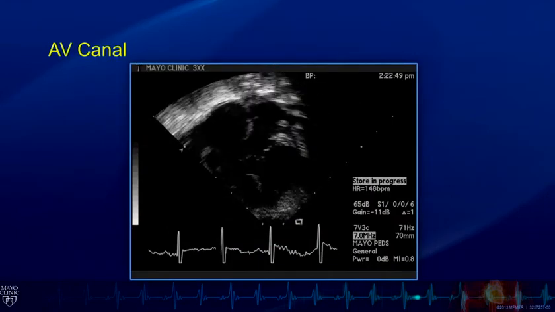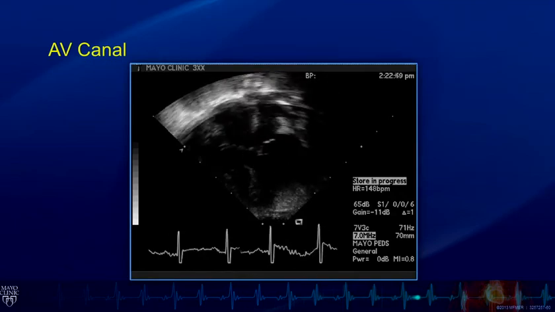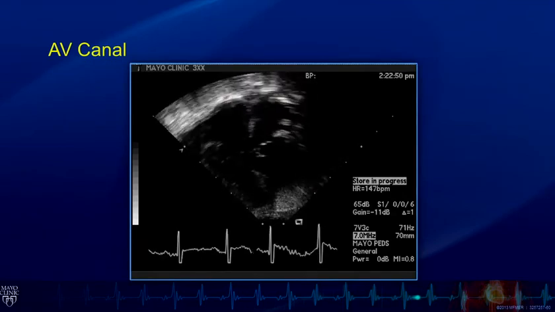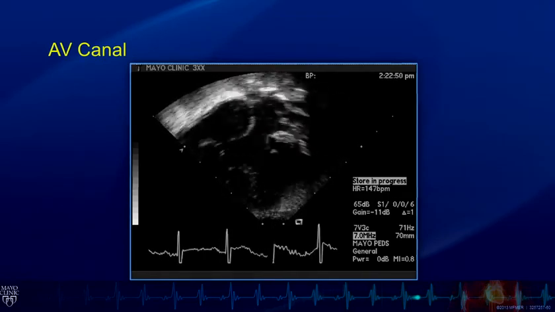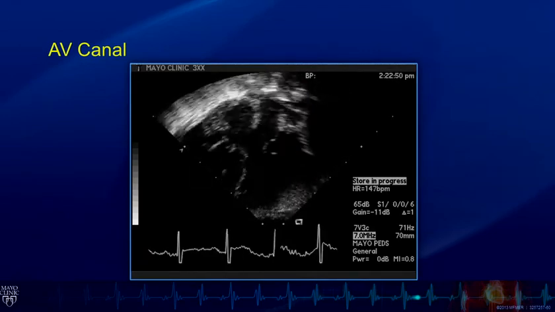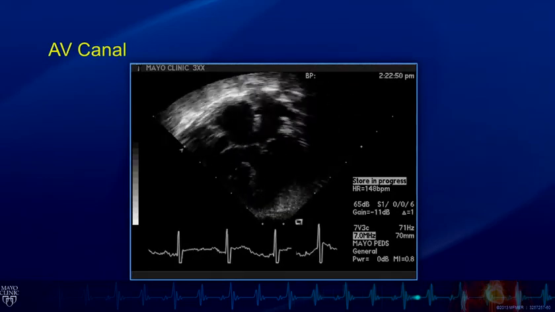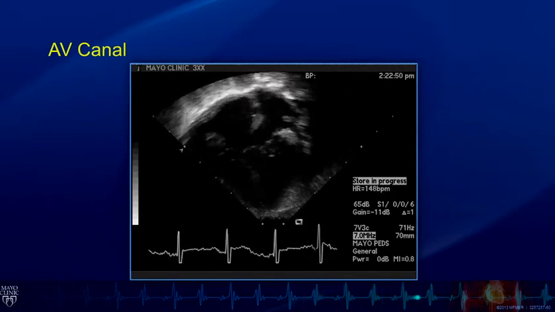A true AV canal defect will have both a primum atrial septal defect and a ventricular septal defect in the inlet septum, so the whole crux of the heart will appear to be missing, as in this case with the apical 4-chamber view, apex down. We see right heart and left heart enlargement. In this case, we see a defect in the primum area of the atrial septum. The AV valve is essentially a single valve instead of a separate mitral and tricuspid valve. And then we see a defect in the ventricular septum.